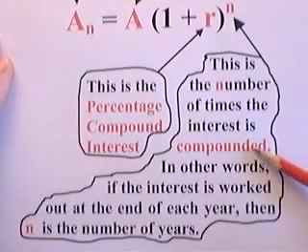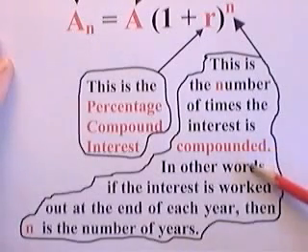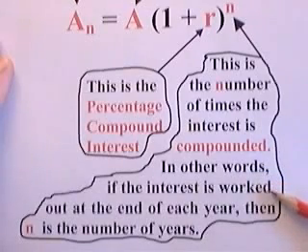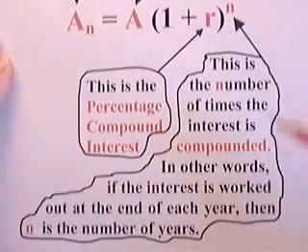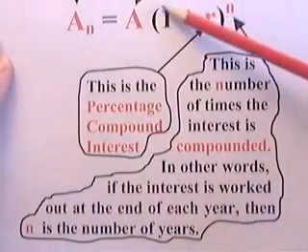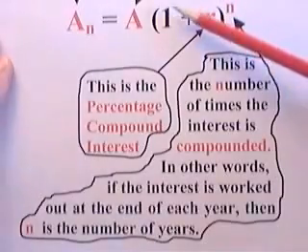Now normally the interest is compounded at the end of every year. It's annually compounded. Okay, so in other words, if the interest is worked out at the end of each year, then N is just the number of years. Okay, now this N is a power to which this brackets is raised to.